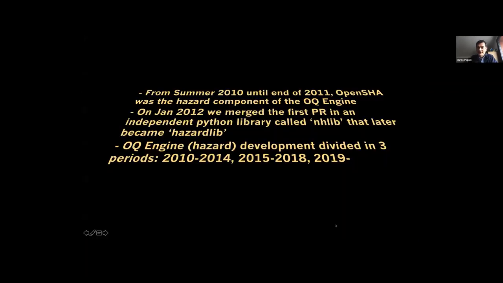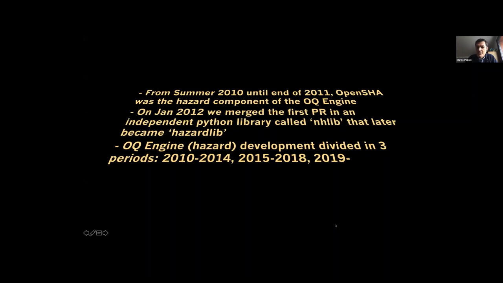So as you understood, we started the development of the OpenQuake engine in the summer of 2010. And the hazard component of the OpenQuake engine for the initial couple of years was OpenSHA. So we decided at that time, since we were familiar with that software, to use OpenSHA as the hazard component. And that worked well for a couple of years.